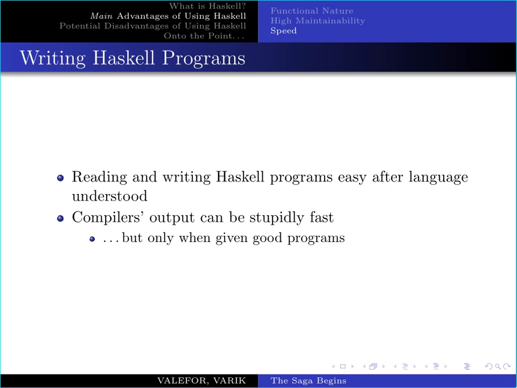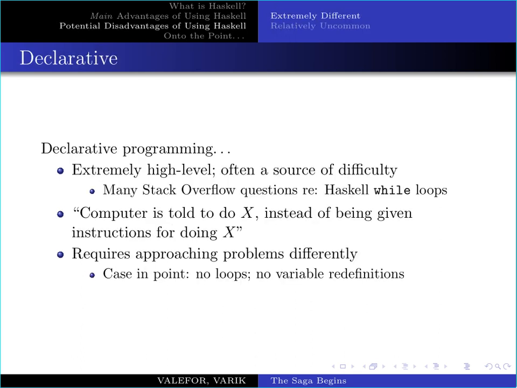Also, the outputs of compilers, as I mentioned, can be stupidly fast, but Haskell presents a huge set of opportunities to really mess up the speed of the program. I've done that before, when I go in and I see, oh, why did I do that? And I change it, and the program runs about 10 times faster. Just keep that in mind if you do decide to learn this.